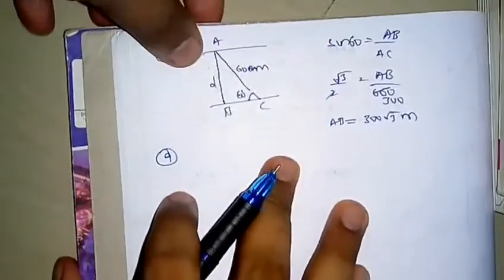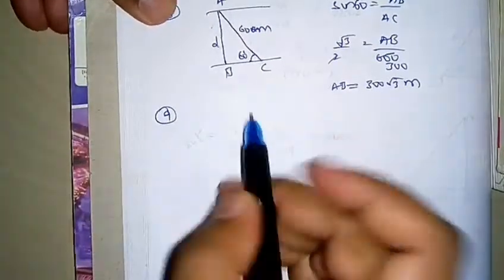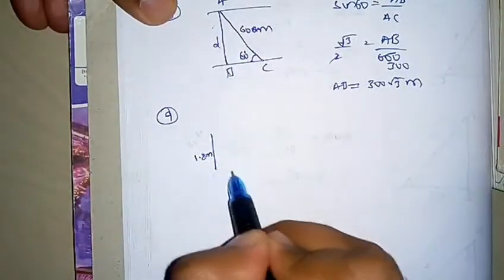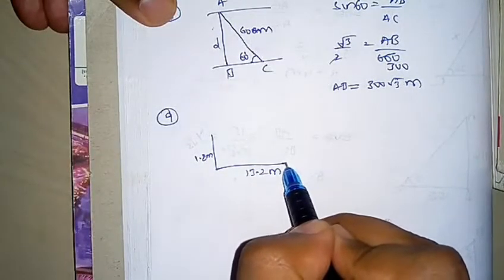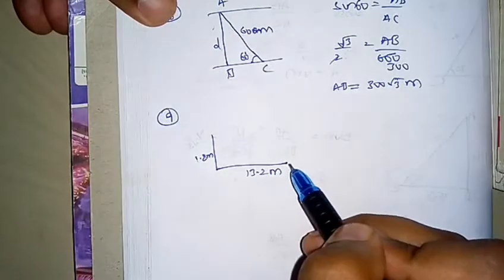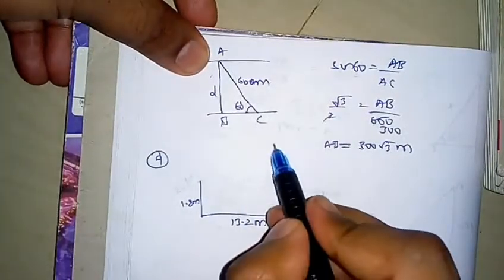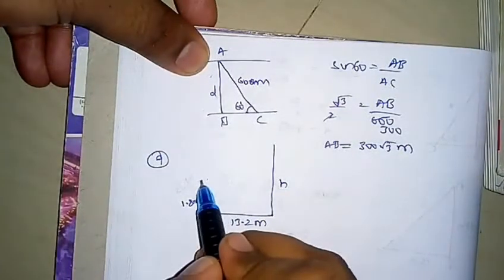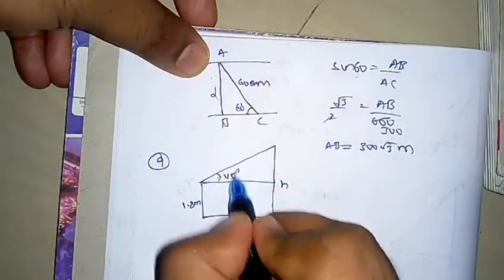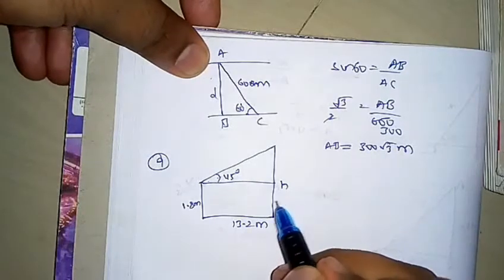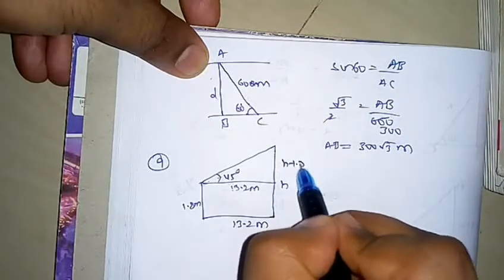Ninth question. An observer of height 1.8 meters is 13.2 meters away from the palm tree. The angle of elevation of the top of the tree from his eyes is 45 degrees. Let the palm tree be of height h, and the angle of elevation given is 45 degrees. What is the height of the palm tree? So you know this is 13.2 meters and this height will be h minus 1.8 meters.